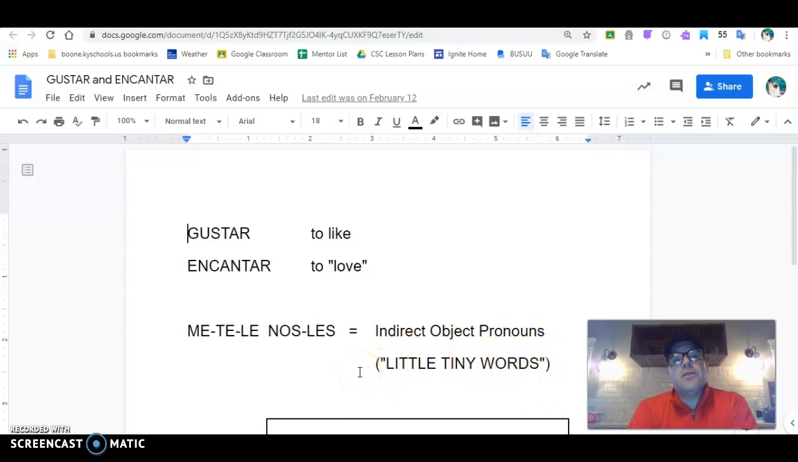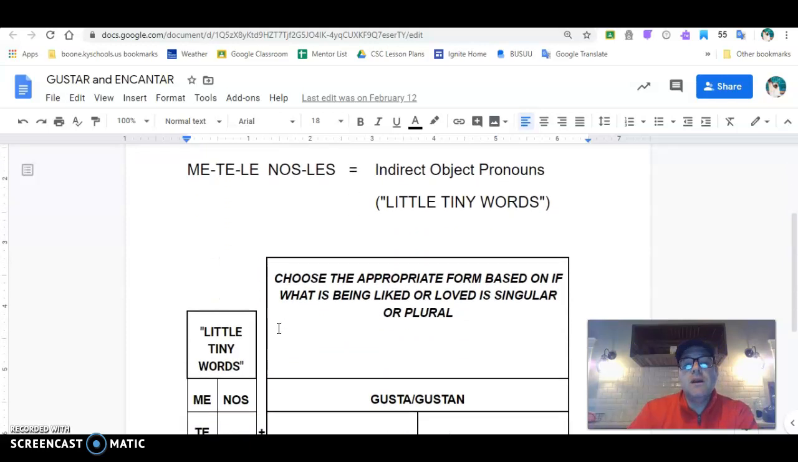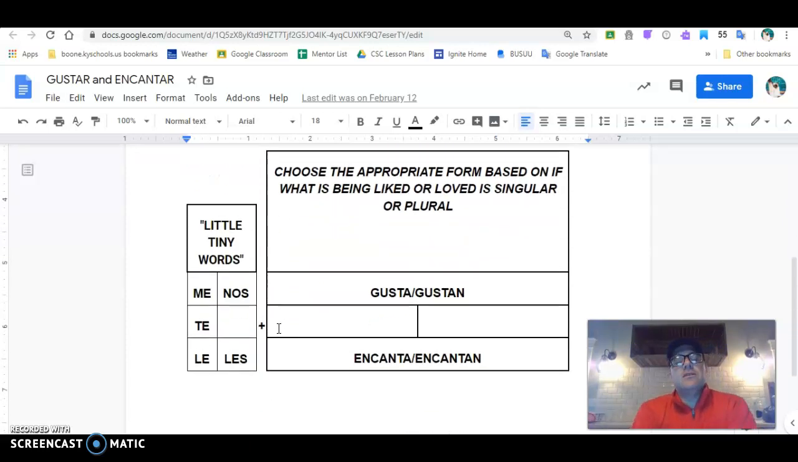So let's go a little bit further with that. Gotta have one, gotta have the other. Cannot have one or the other. You've got to have them both. So, what do we do with our little tiny words? Here they are laid out in the ever popular grid form that you've got generally in front of you. The little tiny words are your indirect object pronouns that are in reality taking the place of your subject conjugation.